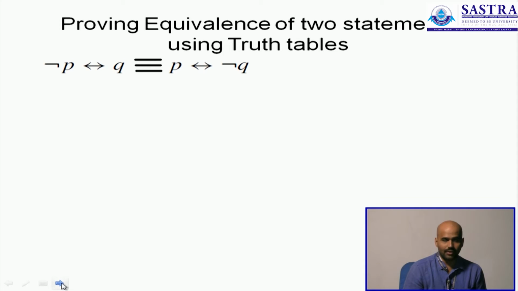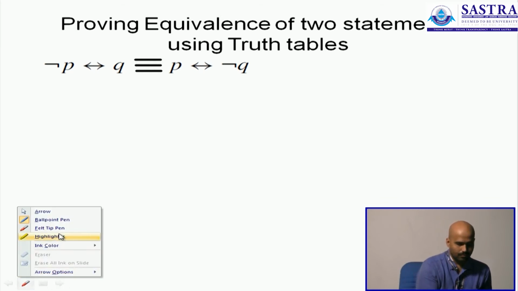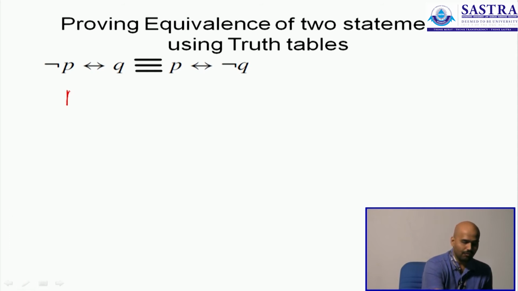Let's have a look at another example, once again involving biconditionals, because they are fun to deal with. Okay, it involves only 2 statements P and Q. So you will require only 4 rows of input sequences.